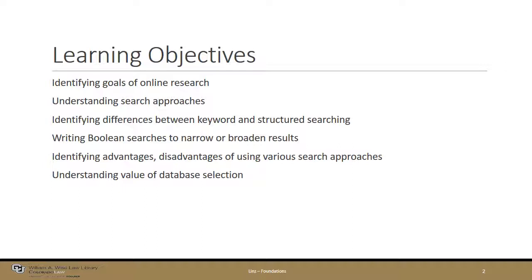So the learning objectives for the presentation are that, at the end of it, you should be able to identify the goals of online research. You'll be able to understand the various approaches to searching online. You should be able to identify the differences between keyword and structured searching. You should be able to write Boolean searches to narrow or broaden your search results according to what you need. You should be able to identify the advantages and disadvantages of using the various search approaches and when to use them. And then understand the value of database selection and how that can improve your online searching.